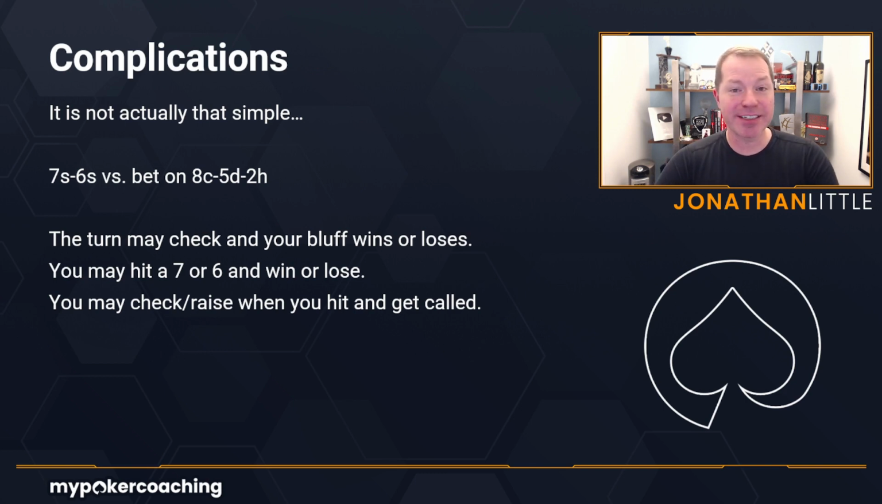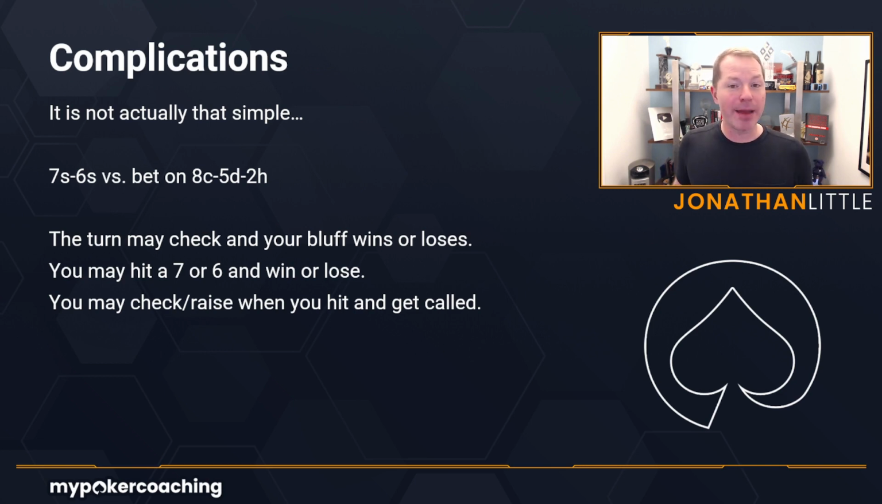Maybe you hit a 7 or a 6 and make a pair. If you make a pair and your opponent keeps betting the turn, obviously you're not folding, and you may win or lose from that point. Or maybe it goes check, check. You make a middle pair and you win or lose, right? And it's kind of difficult to know what your equity is in those scenarios.